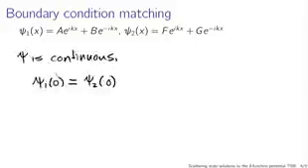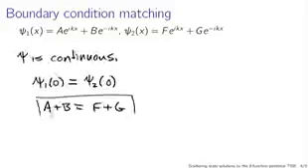If I substitute 0 in for x in these exponentials, what I end up with is reasonably straightforward: A plus B equals F plus G. That's the result of our continuity boundary condition. It helps, but it doesn't help all that much. We only get a single equation out of this, so we need to do more.